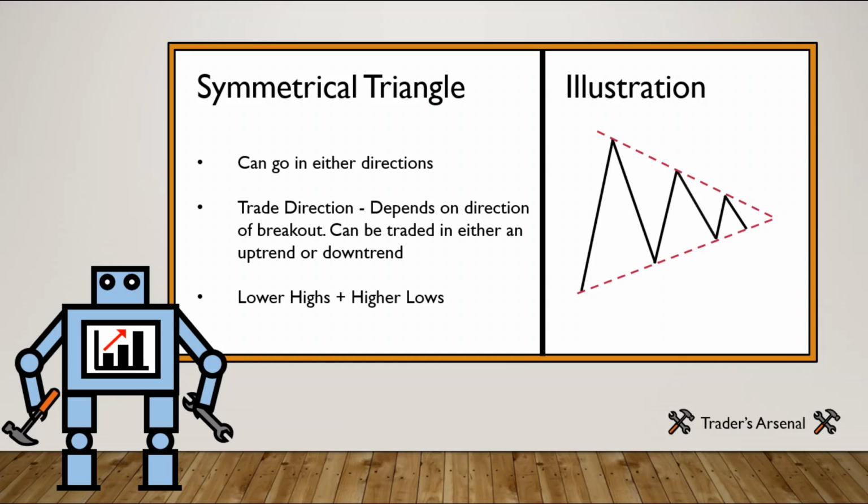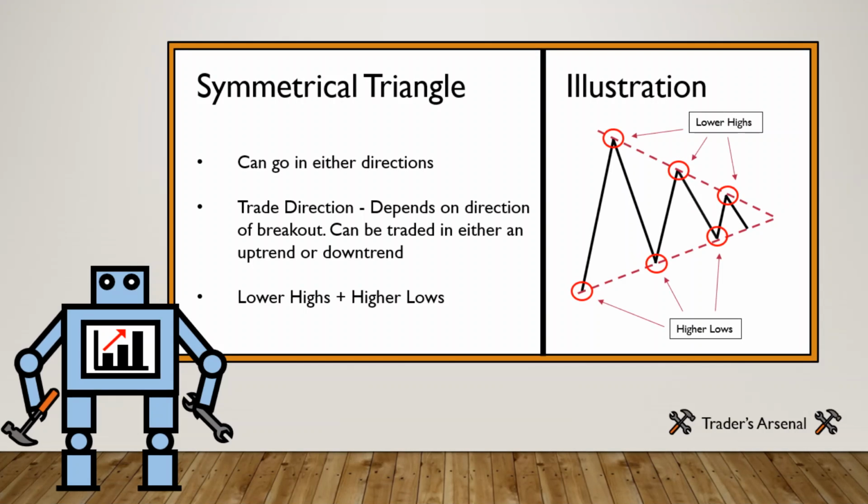As simple as that. The way to identify a symmetrical triangle is to look for lower highs and higher lows where the price converge towards each other, forming sort of a triangle flag pattern. This price action shows the indecision between buyers and sellers at the same time. Hence, the price is just bouncing off up and down.